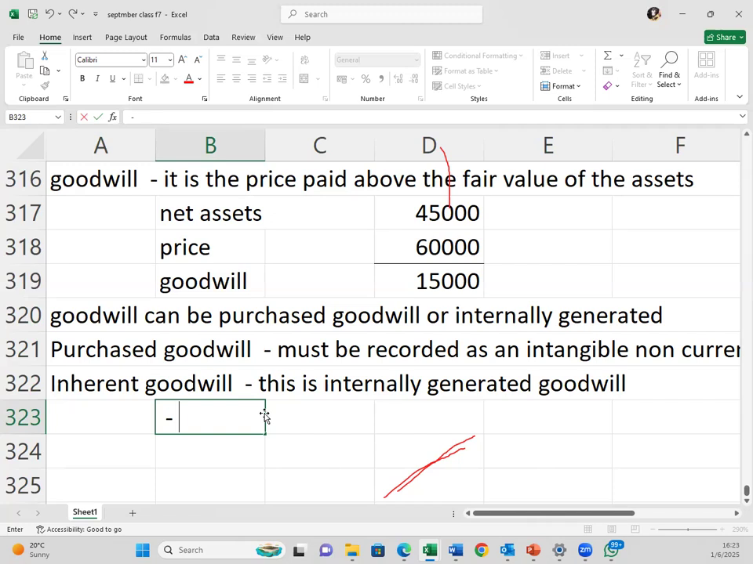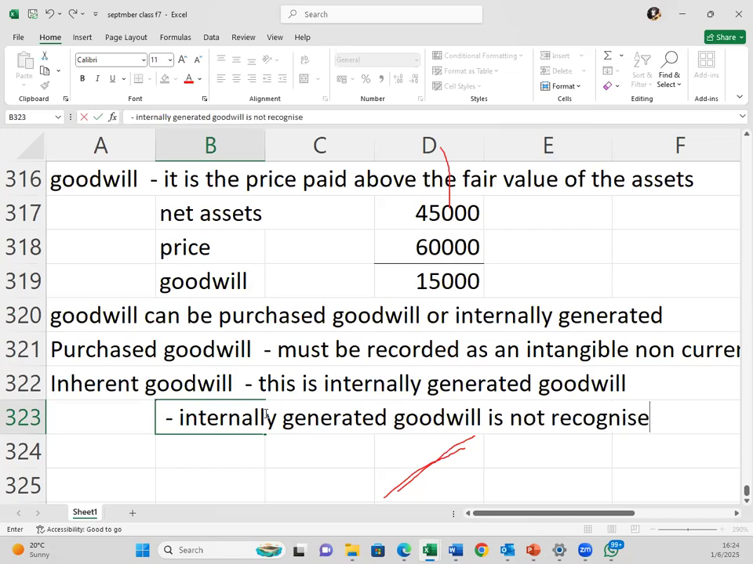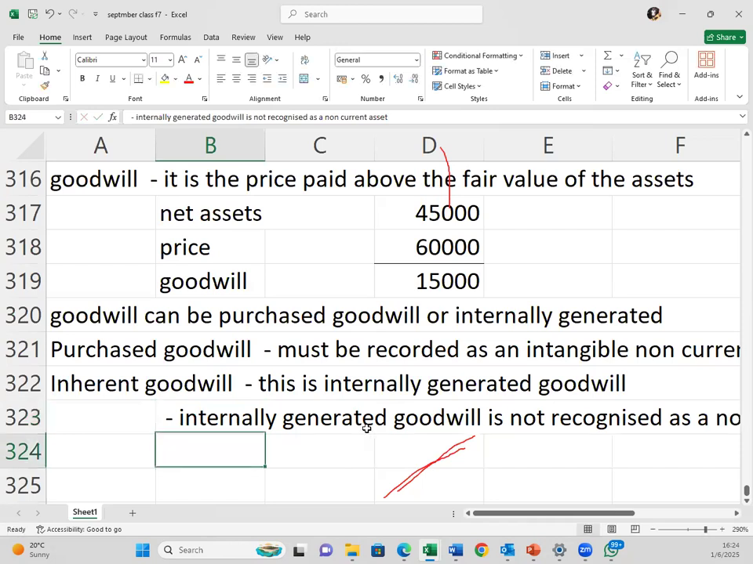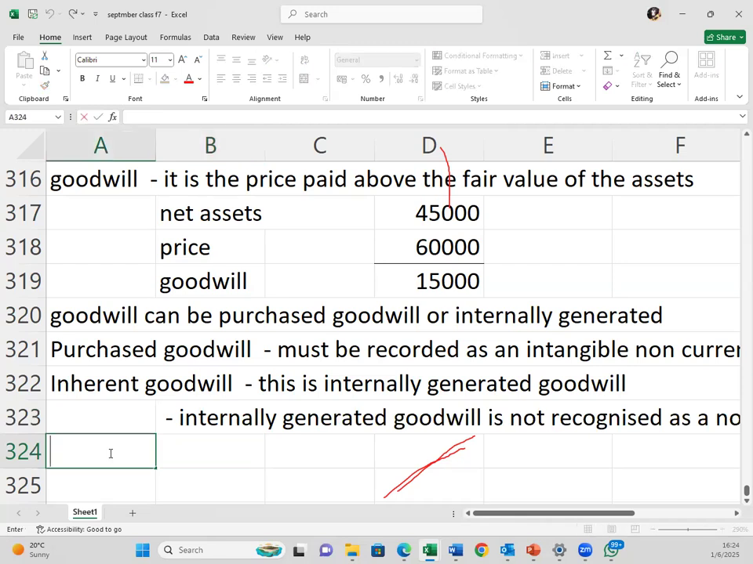So internally generated goodwill is not recognized as a non-current asset. It should not be recognized as a non-current asset in the books. The goodwill that we have bought together with the business, that's what we recognize in terms of goodwill.